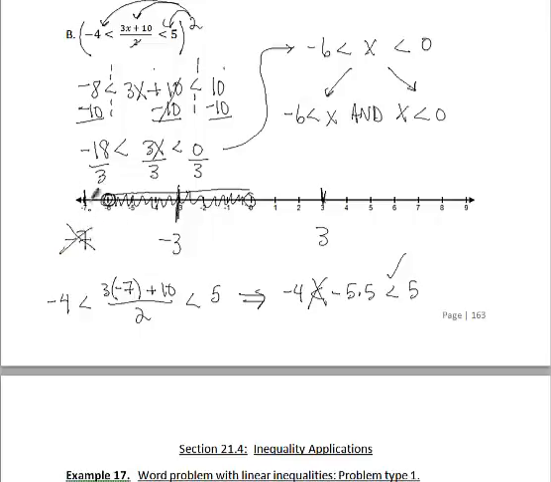So this part of the number line shouldn't be shaded. And if you check the 3, it won't check out either. And so that should indicate that this part shouldn't be shaded, the far right. The only numbers that are going to work are going to be the ones in the middle.